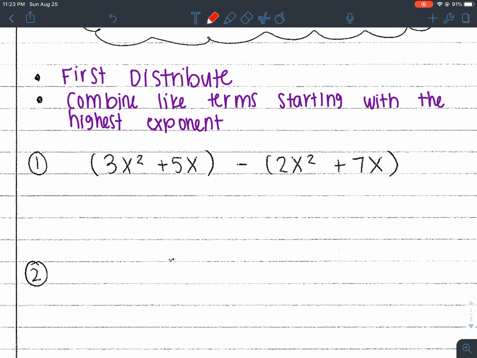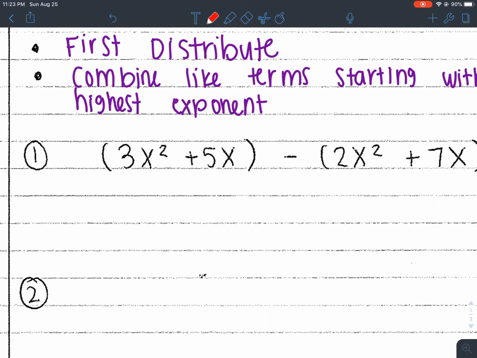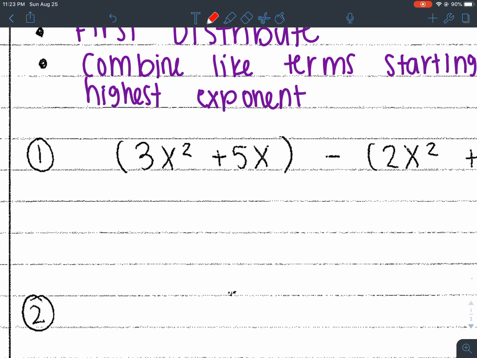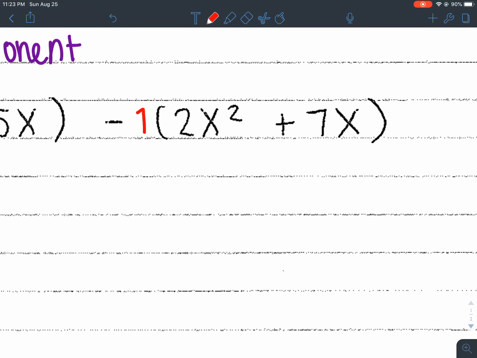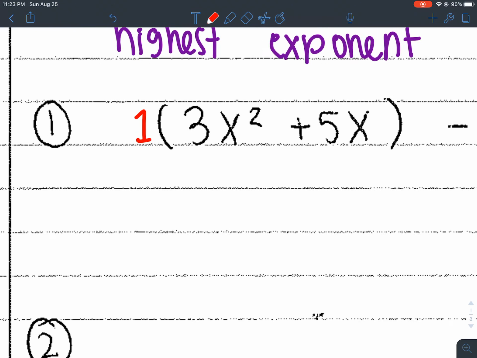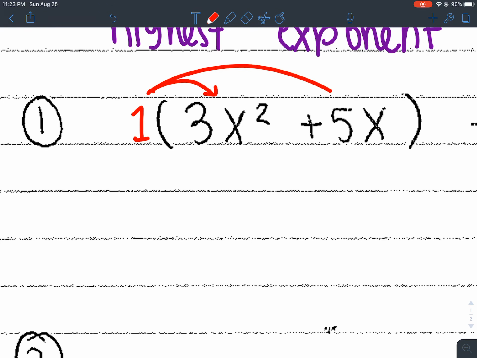So our first example, number 1, we have two sets of parentheses here that are going to be subtracted. Just like adding polynomials, we always want to look at the number attached to the front of the parentheses. This one has a 1, since there's nothing there, we assume it is 1. For the next set of parentheses, there's still a 1 here. Let's look at the first set. If I distribute 1 to all of my terms inside my parentheses, does it change anything? No, it doesn't. So I can just drop my parentheses and I have 3x squared plus 5x.